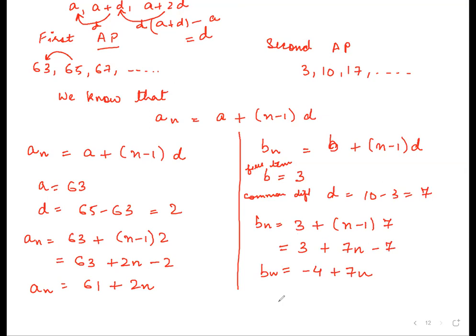Now you have to find the value of n for which they become equal. So it is given that the nth term of the first AP is equal to the nth term of the second AP. So basically there is a particular value of n for which these become equal, right? We have to find that value. So if I make them equal, an is equal to bn. That means 61 plus 2n will be equal to minus 4 plus 7n.